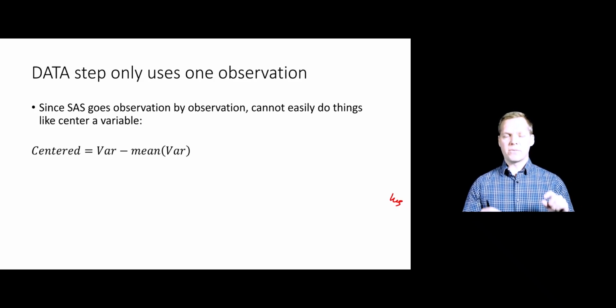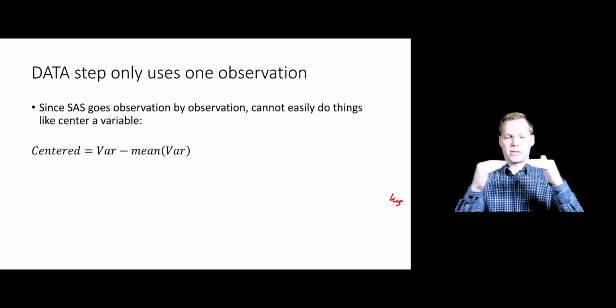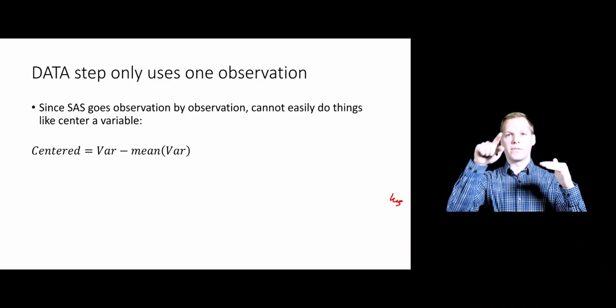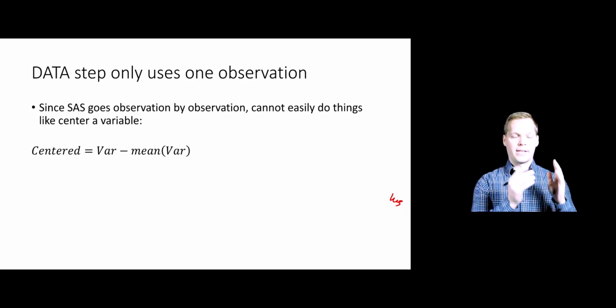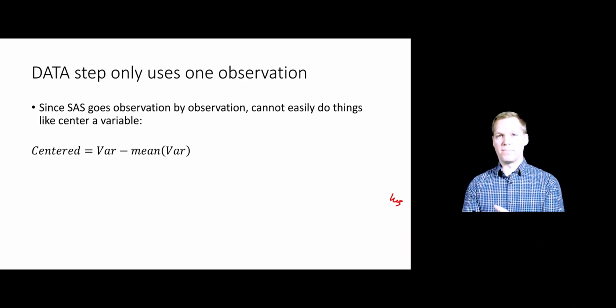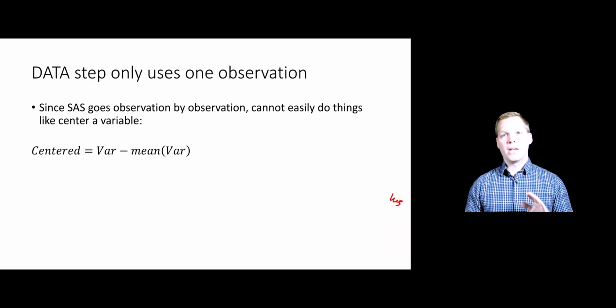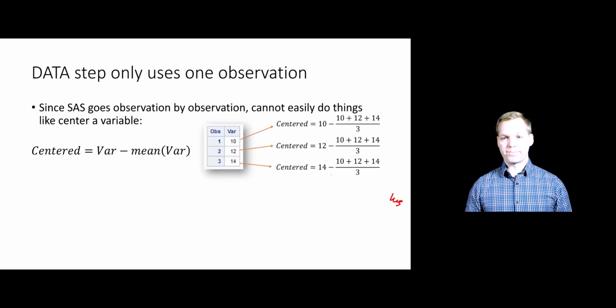But remember that SAS, when we're going through our data step, does it line by line. So when you're in this particular line, you don't have access to all of the data in a particular column. So just think about a simplified version of that standardization. Maybe I just want to center my variable. I want to take the actual variable value and subtract off the mean of all of the observations in that column. In a data step, you can't really do this very easily. It's not going to work very well.